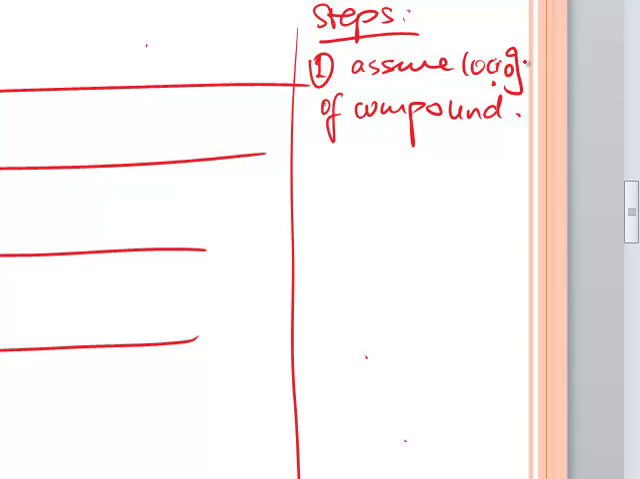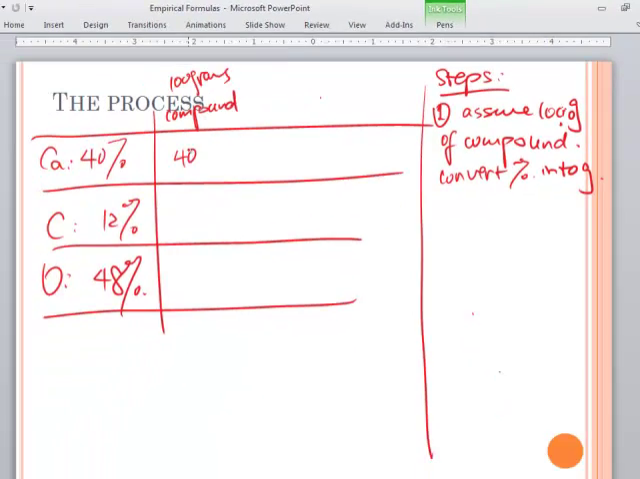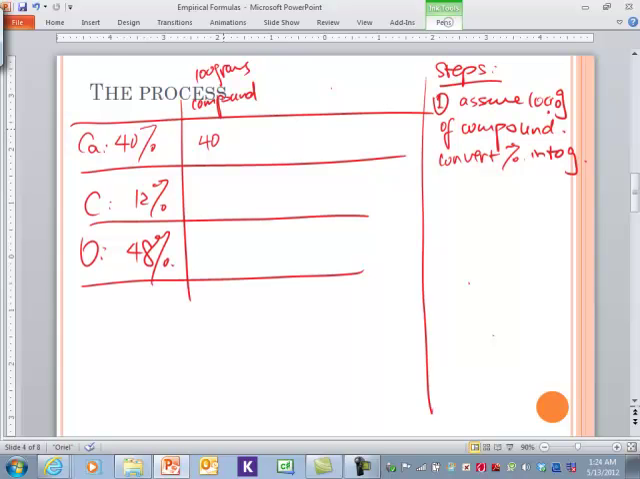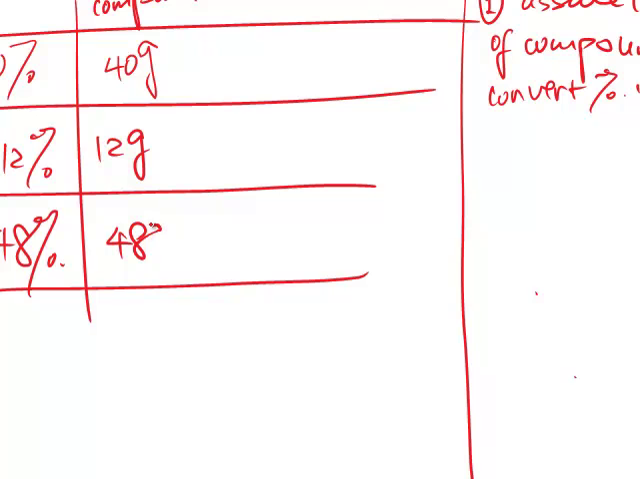So you can convert percentages into grams. Okay, in this case, you take 100 grams of compound, so by the percent composition definition, you should have 40 grams of calcium, 12 grams of carbon, and 48 grams of oxygen, because it's just the percentage times 100.